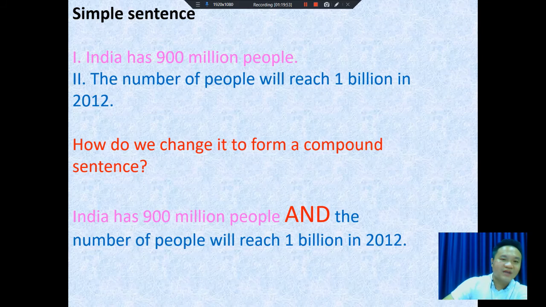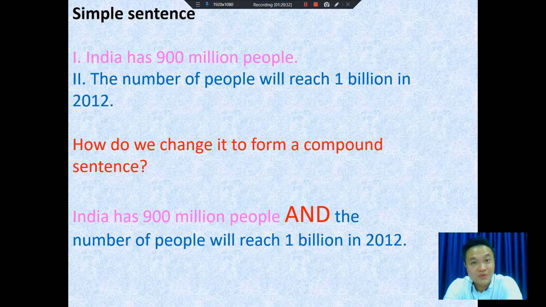Okay, so let's look at another sample. Here I'm going to show you how we use FANBOYS to combine two simple sentences to become a compound sentence. Let's look at simple sentence number one. India has 900 million people, full stop. Number two, the number of people will reach 1 billion in 2012, full stop. So how do we change it to form a compound sentence? I'm going to use the conjunction and. So India has 900 million people and the number of people will reach 1 billion in 2012.